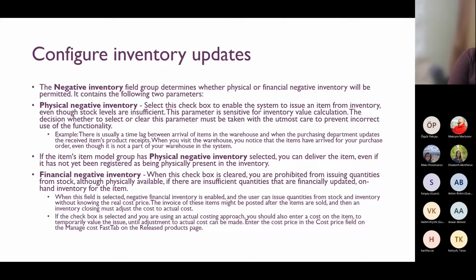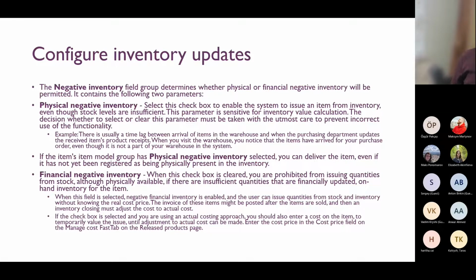It may sound complicated, but in fact it's like this. We receive a pallet at the warehouse and we register it. At that time, no cost postings happened, but when we register, we post physical inventory. We just register physical inventory. And if we have financial negative enabled, we can sell these goods and we can even invoice them.